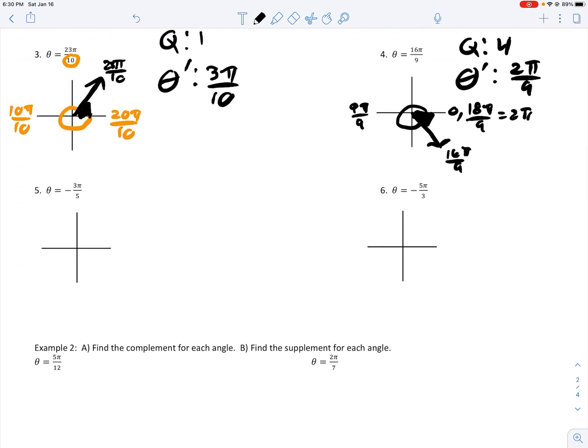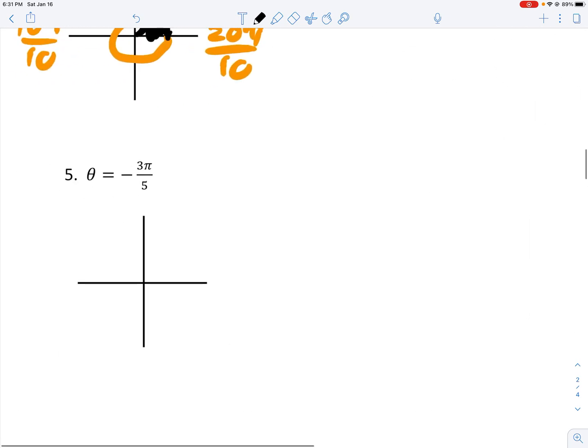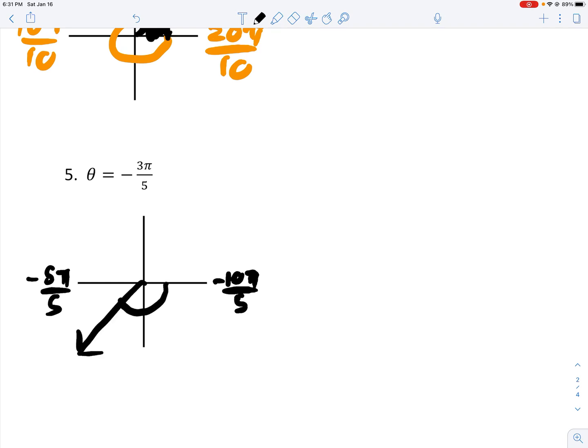Okay, well now these are negative. Uh-oh. It's the same thing. We go clockwise now, just like degrees. So this would be negative 5 pi over 5. This would be negative 10 pi over 5. So that means I don't make it all the way over to 180 degrees. I'm in quadrant 3.